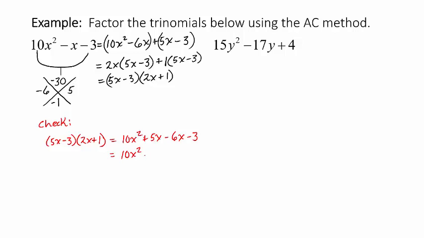5x minus 6x is minus x minus 3. So that's the original expression that we started with. Let's try this next example: 15y squared minus 17y plus 4.